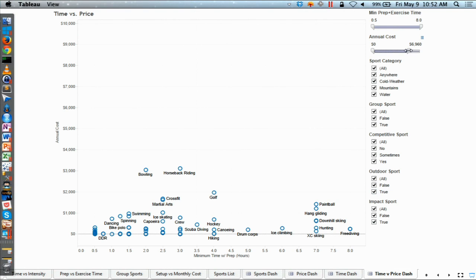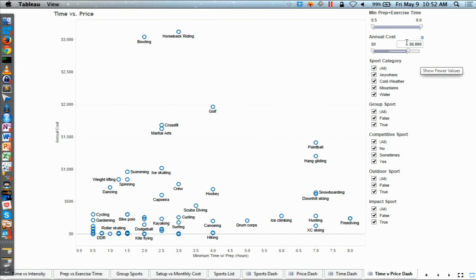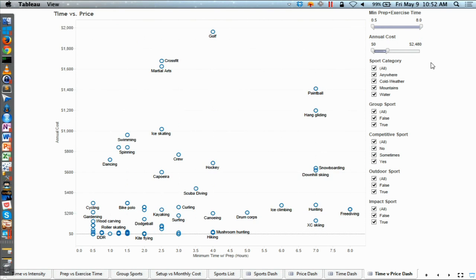If we drop down a little bit, let me drop down even further. We can see that the perfect results, again, are down here. They cost almost no time, and they can be done in very small increments. So they're cheap, and you can fit them into your busy schedule. And there's quite a few of them. Cycling, gardening. I don't know why wood carving's in there, but it is. Maybe you can be very active at it. I don't know.